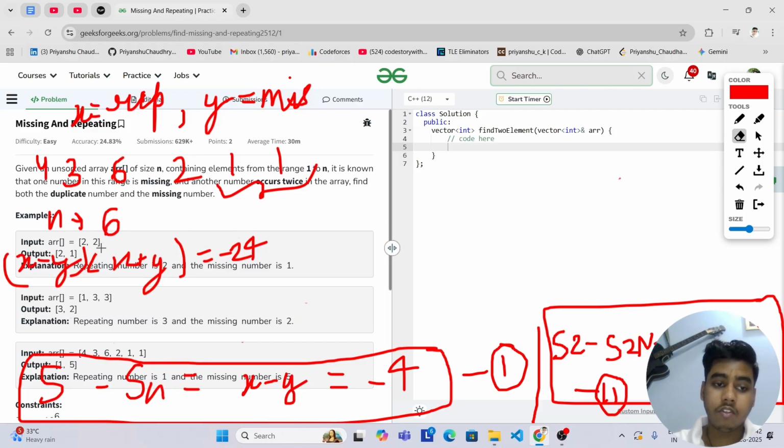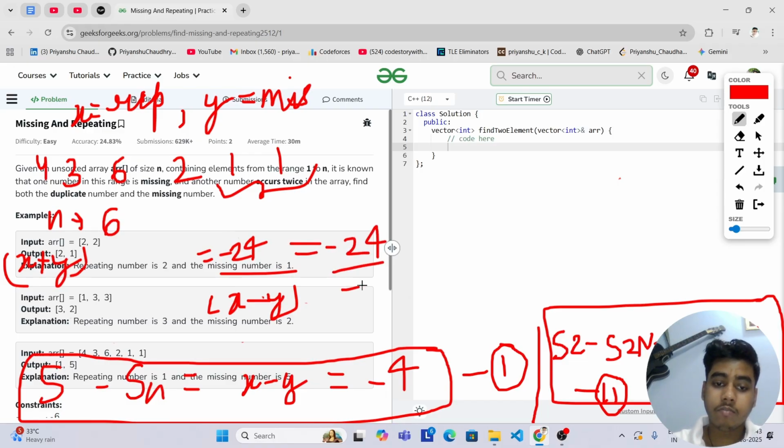So if we send this in the denominator, no, not x plus y, we will send x minus y here, because we know the value of x minus y. So this will be x plus y. So x minus y is what? We know x minus y from equation 1 is minus 4. So we get x plus y is equal to 6. All right, so let's erase this.